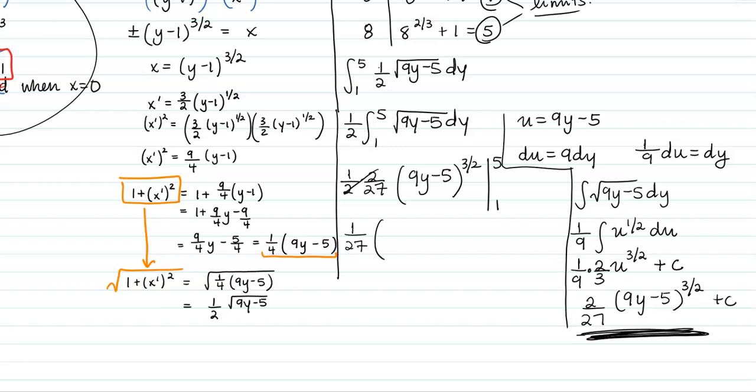9 times 5 is 45. 45 minus 5 is 40, raised to the 3/2 power. Then I'll plug in 1. 9 times 1 is 9, minus 5 is 4. So then I am subtracting 4 to the 3/2 power.